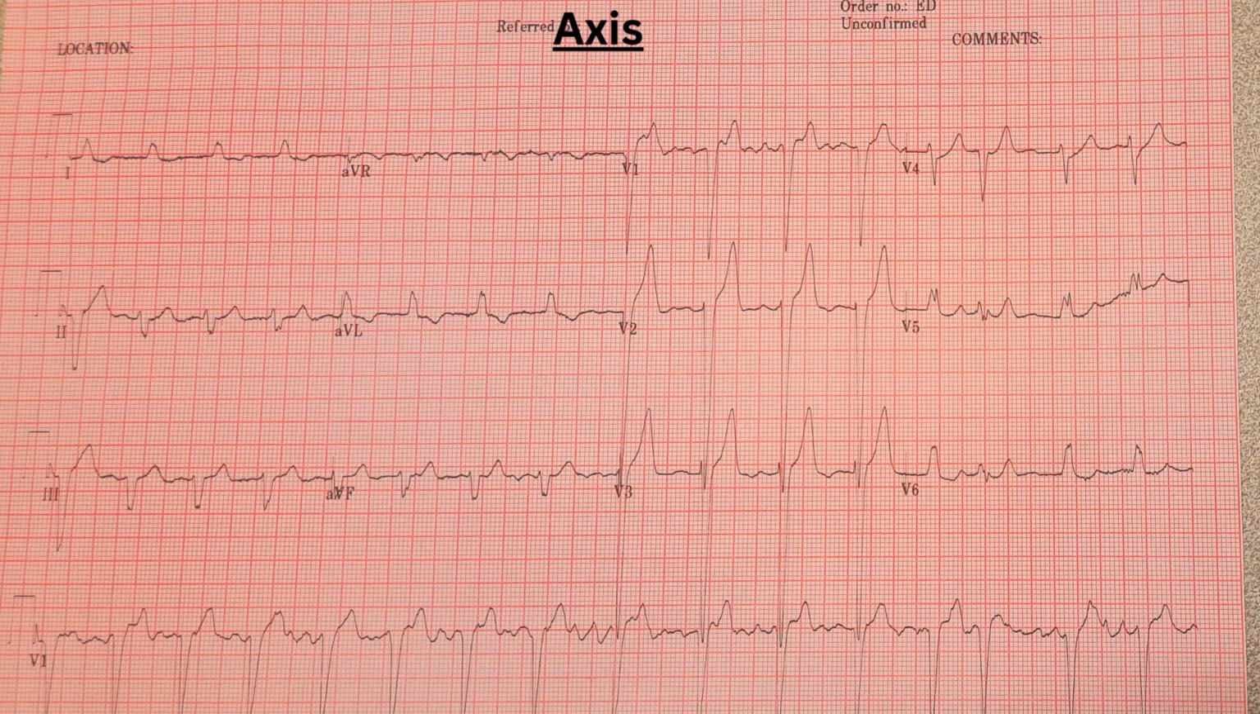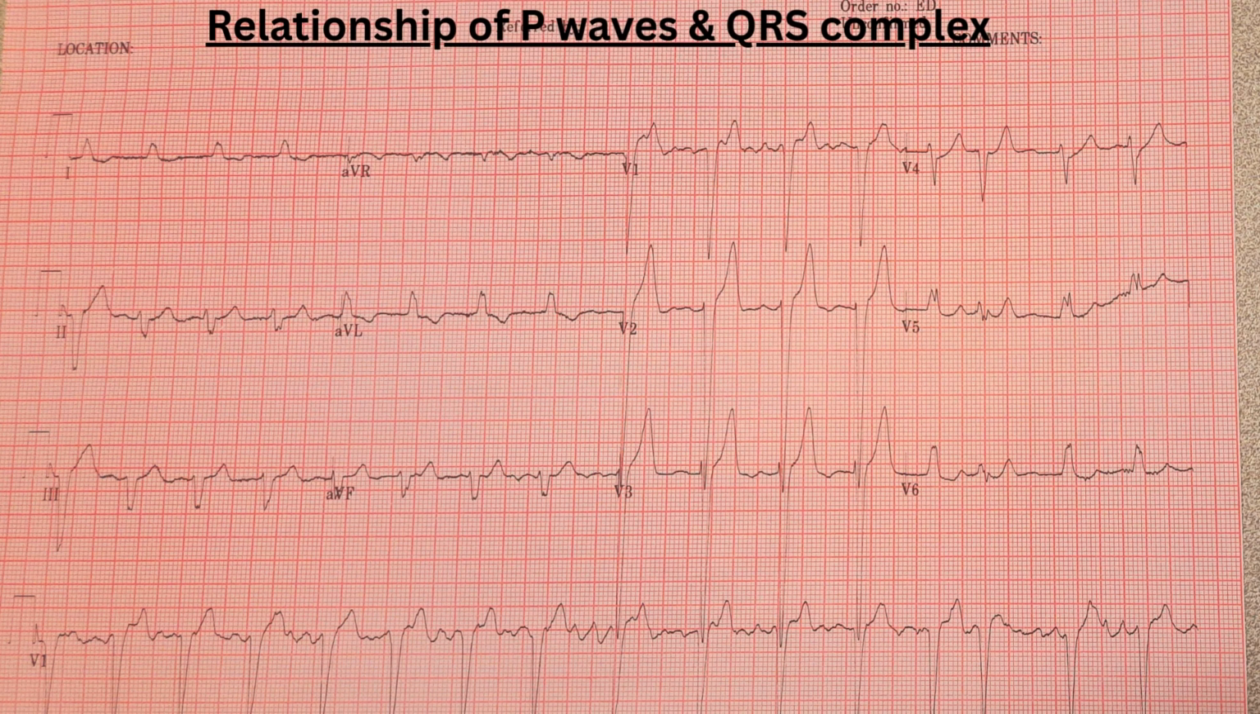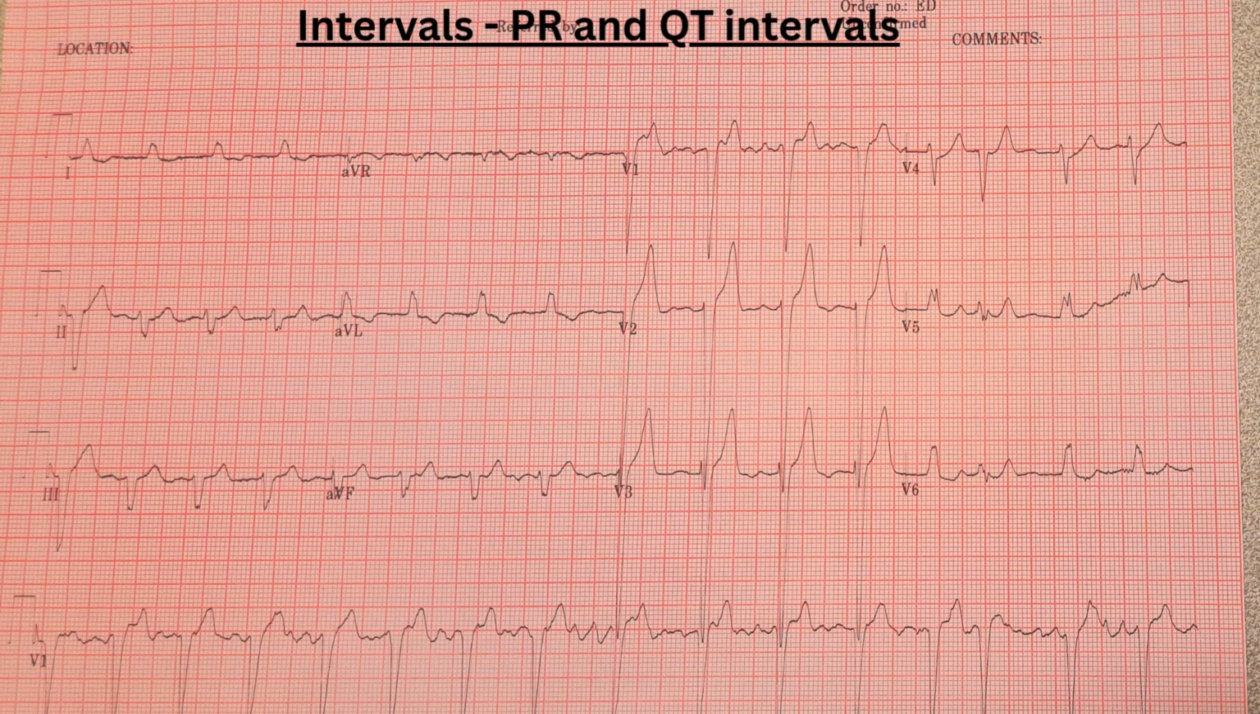The third step is axis. There is a left axis deviation as QRS complexes are negative in lead aVF and upright in lead 1. Step 4 is the relationship between P waves and the QRS complexes. This is not relevant for this ECG. Step 5 is intervals. PR interval is not relevant in this ECG.